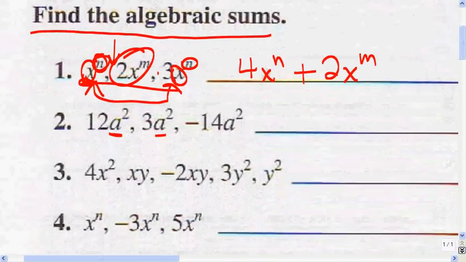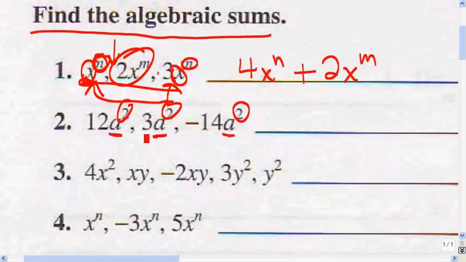All of these have the same variable and the same exponent, right? So we can combine all of them. Remember, when there's no sign, it's positive, so 12 is positive, 3 is positive, so that means we're going to add them. 15a squared minus 14a squared equals just a squared, 1a squared, but we don't write the 1 because it's understood to be there, so we just write a squared, okay?